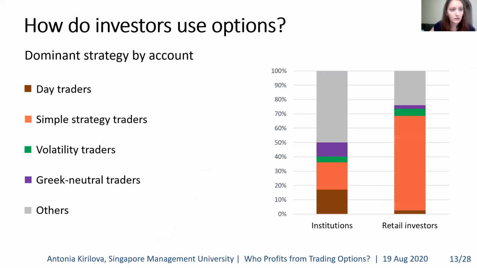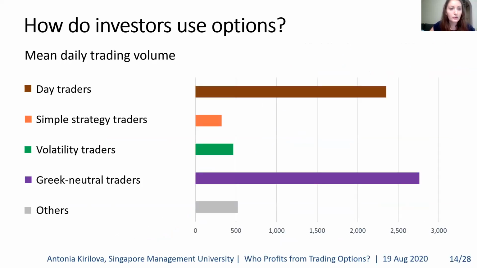Okay, where was I? Right, so after we categorize accounts by their dominant strategy, here I also show for each trading strategy or trading style their mean daily trading volume. So we can see that the Greek neutral traders are the ones who trade the most on an average day, followed by the day traders who also generate a lot of volume. For the other strategies, the trading volume is lower, so I suppose those strategies consist more of just buying the options and then holding the position for a longer time.